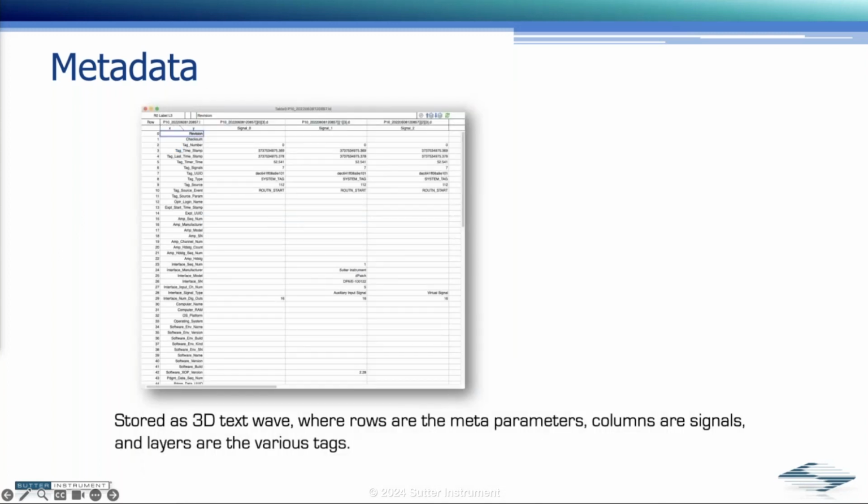Metadata is stored in a 3D text wave, where rows are the meta parameters, columns are signals, and layers are the various meta tags. Again, dimension labels are used to properly mark the meta parameters.